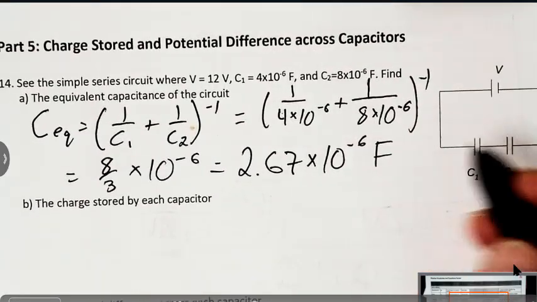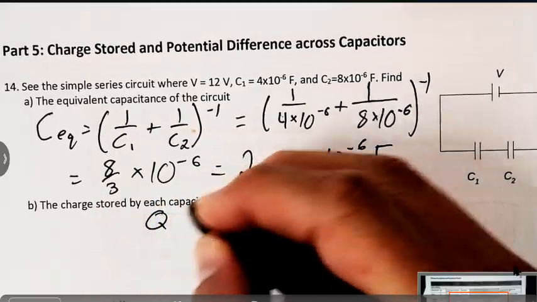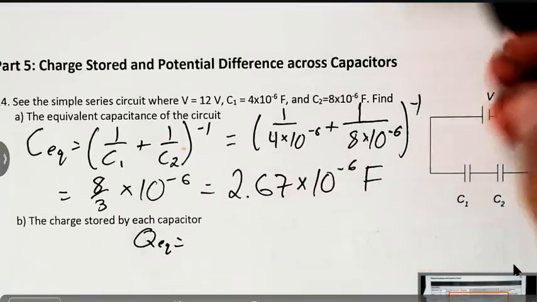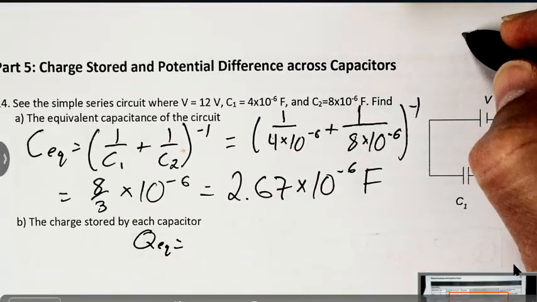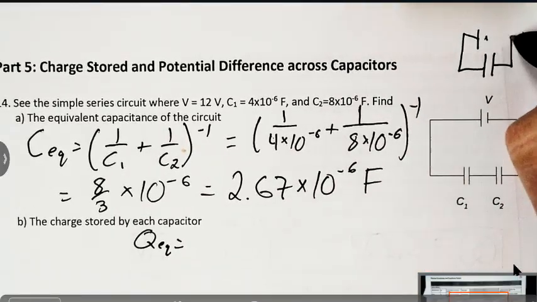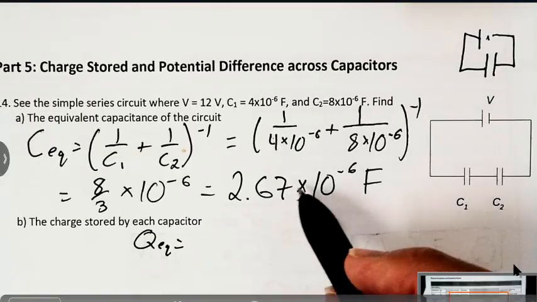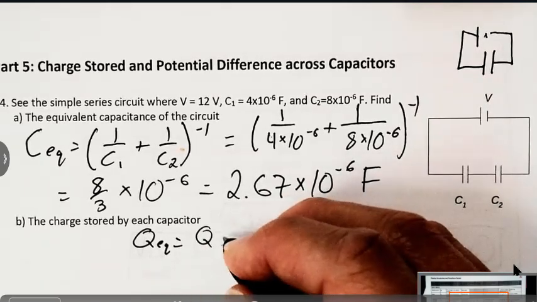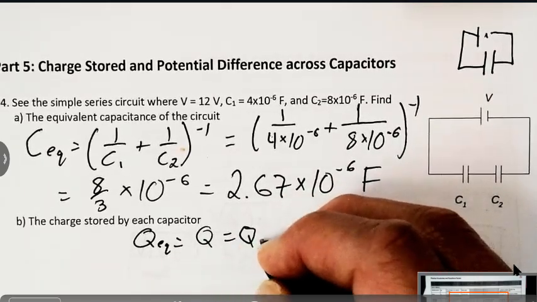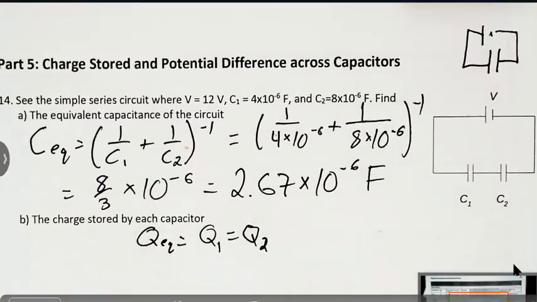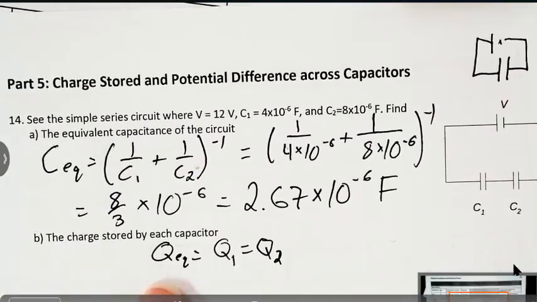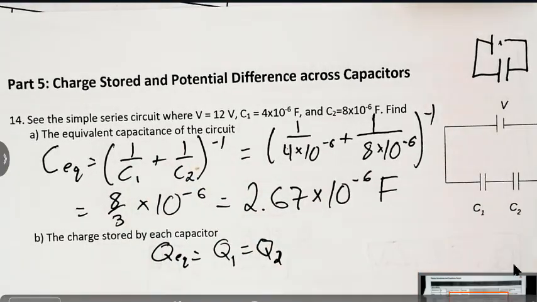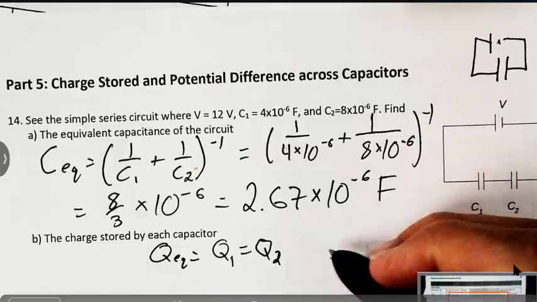Well, first, this is a series circuit, so you need to remember that in series the equivalent charge... this is a weird statement, but imagine equivalent capacitance means this circuit behaves the same as if there's one capacitor with a capacitance of 2.67 times 10 to the minus 6 farads. So the equivalent charge is equal to the charge of each capacitor, Q1, Q2. They're all the same. And so I'm going to find this equivalent charge with this equivalent capacitance and using the voltage of 12 volts.